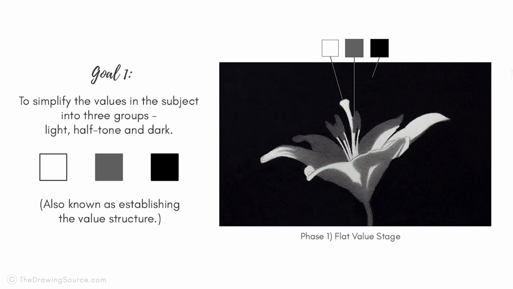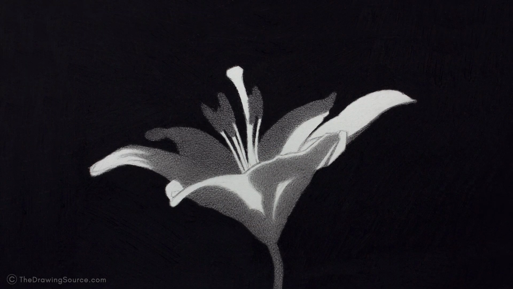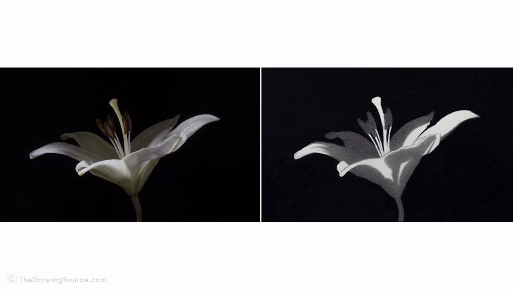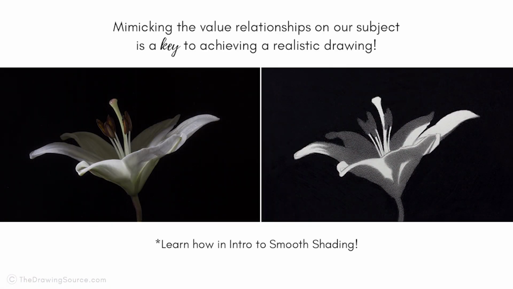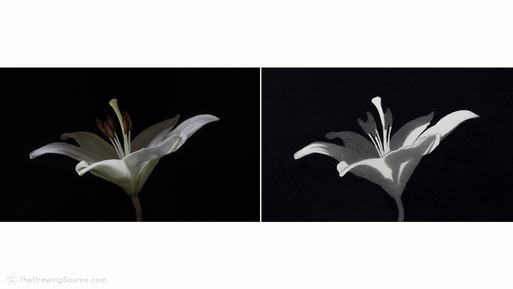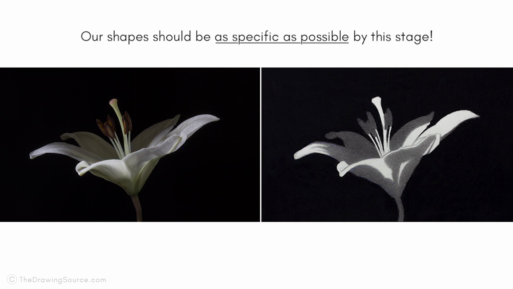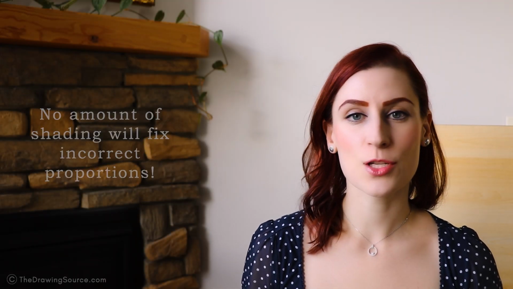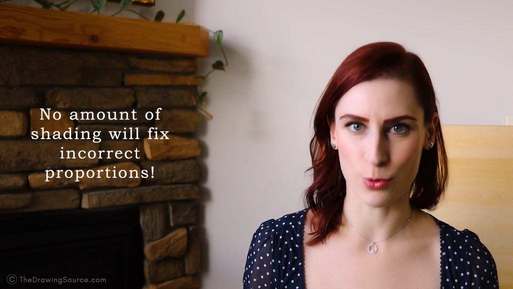By simplifying what we see into 3 flat, uniform tones, we avoid feeling overwhelmed by the infinite values in front of us. It also helps us establish correct value relationships from the beginning of the shading process. Mimicking the value relationships on our subject is a key to achieving a realistic drawing. Finally, the contrast between the light, halftone, and dark shapes makes it easier to compare the shapes on our drawing to those on our subject. Our shapes should be as specific as possible by this stage. If they look inaccurate, this is the time to correct them, because no amount of shading will fix incorrect proportions.